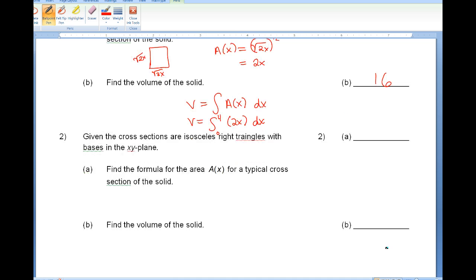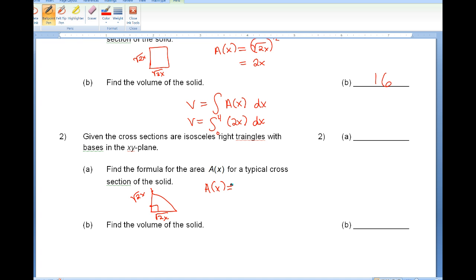Next, now imagine that there are cross sections. What if you have isosceles right triangles? So now square root of 2x is here, square root of 2x is here. How would you find the area for that triangle?